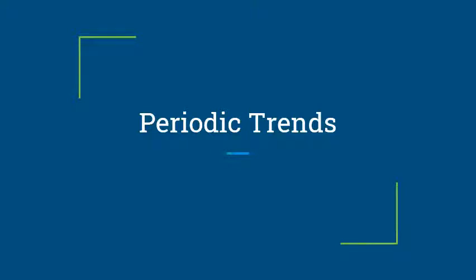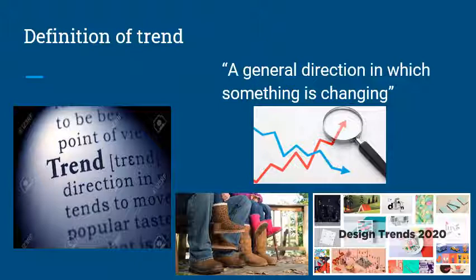This week, we'll be talking about periodic trends. First, we must look at the word trend. What is a trend? According to Merriam-Webster, a trend is a general direction in which something is changing.